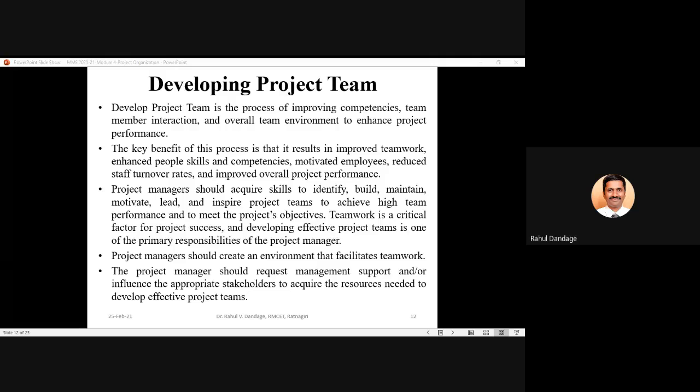The fourth benefit we are having is the staff turnover rate. It gets reduced. In other words, the retention rate of your staff gets improved. So for a longer period of time, the people will be working with the same organization, with the same project team. If there is no proper project team development, you will find that there will be frequent transition of people. People will be joining the organization, and within a short duration they will be leaving the organization. Again, new people will come.